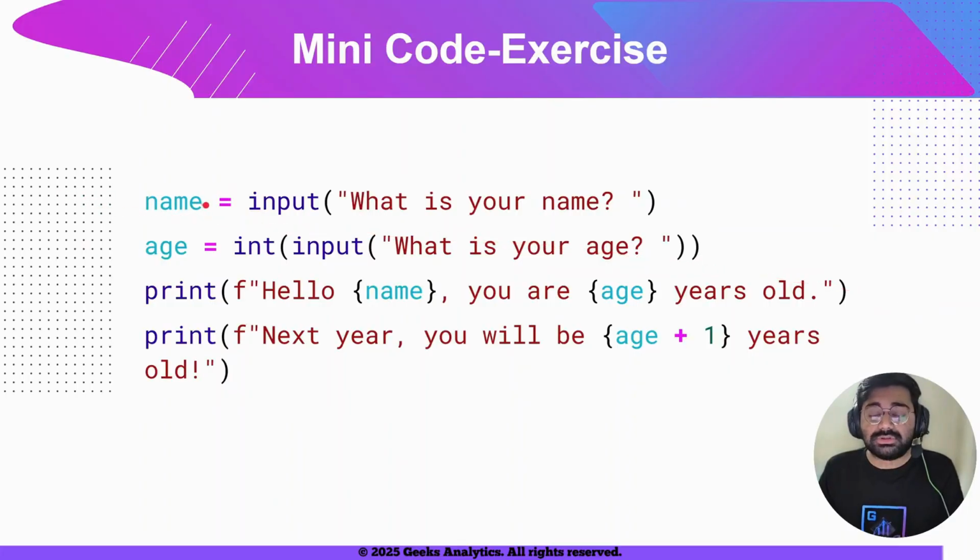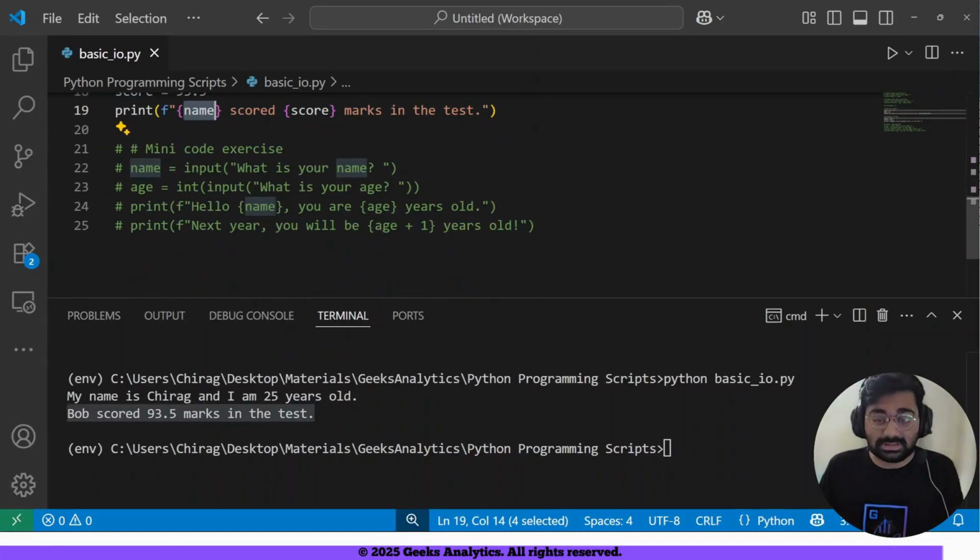So the solution of this code exercise is, first we will take in the name input, then the age input, which will be wrapped inside int because we need to add something here. Then we are going to use the print statement: Hello, name, you are this age years old. And then we will add another print statement: Next year, you will be age plus 1 years old. So that is how this exercise would work.